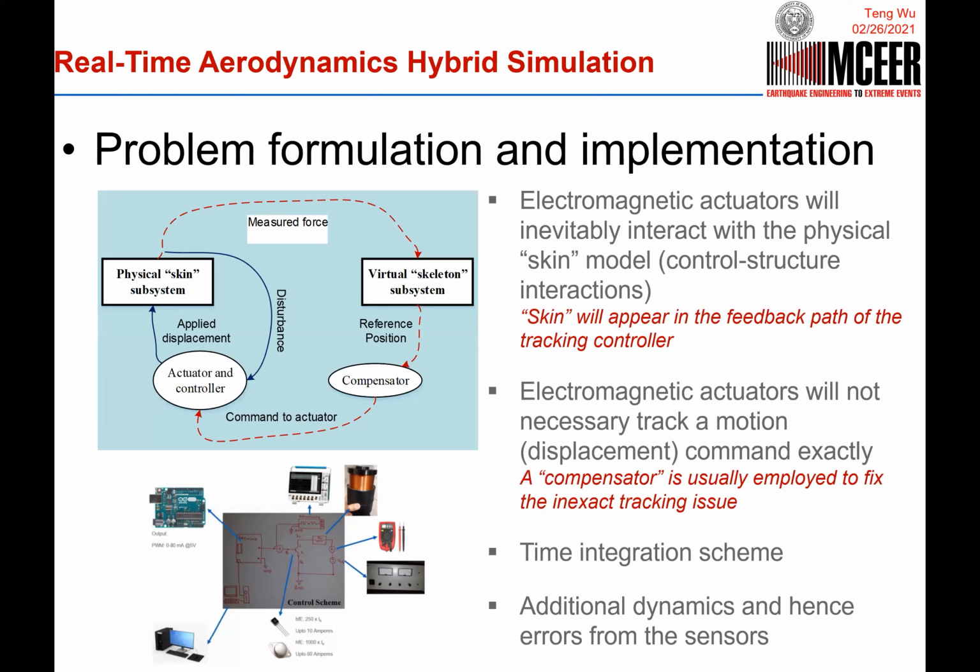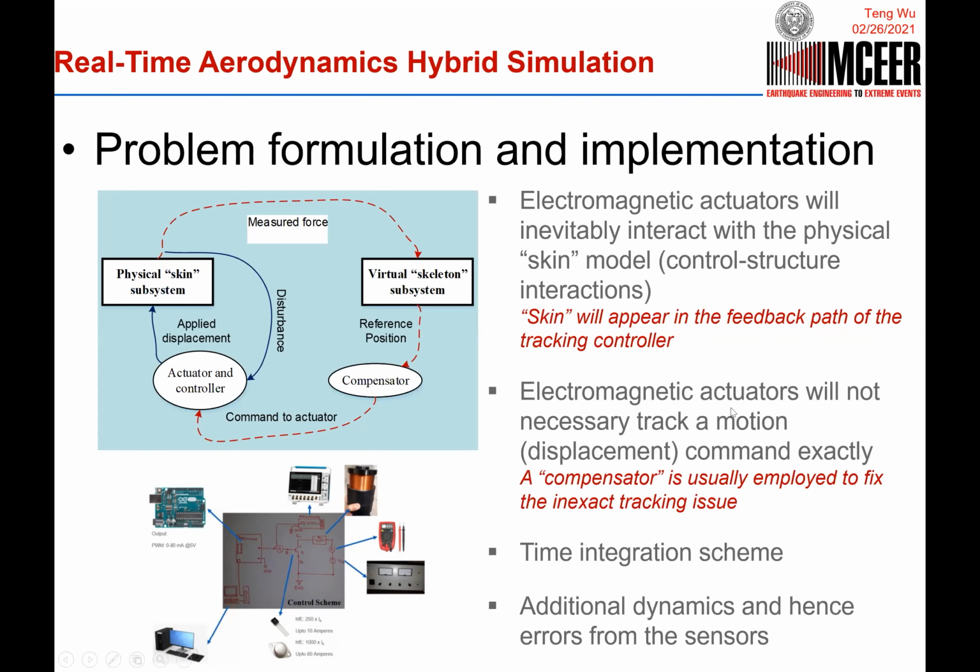So to have a good control design, we probably need a very good understanding of the physical subsystem, because it puts disturbance on the actuator and the controller. However, the reason we do this kind of real-time aerodynamics hybrid simulation is because we actually don't have a full understanding of our physical system, that's the structure aerodynamics. So that is a kind of dilemma we are facing.